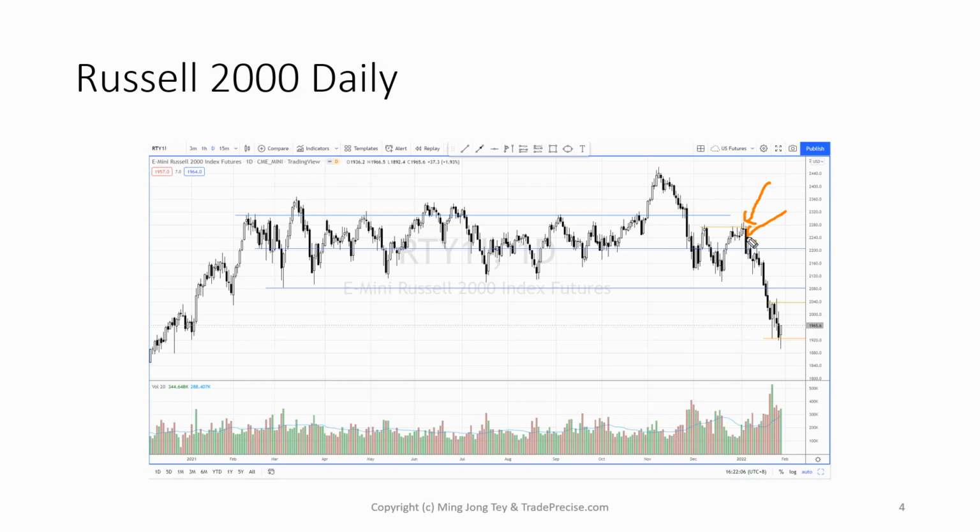The down wave actually started from here, and it did not really respect this support zone. There is a support level somewhere around 2100. It got tested quite a lot of times, and every time it tested the 2100 level, it bounced up. But this time it breaks down decisively, and this is definitely another sign of weakness.